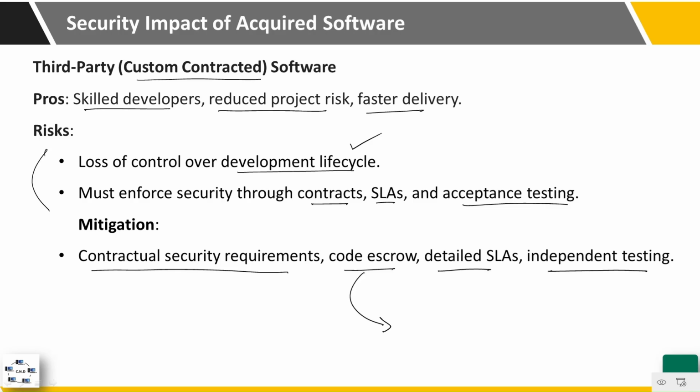Code escrow means that the source code developed by these third party organizations is kept with a middleman, and if this contracted third party goes out of business, that source code is then released to the client.